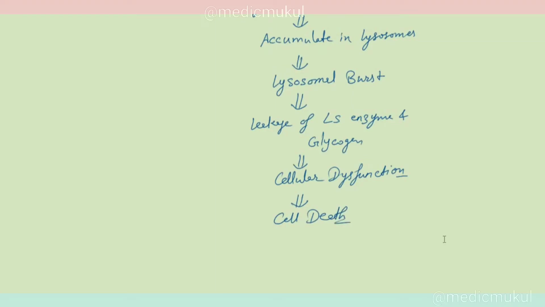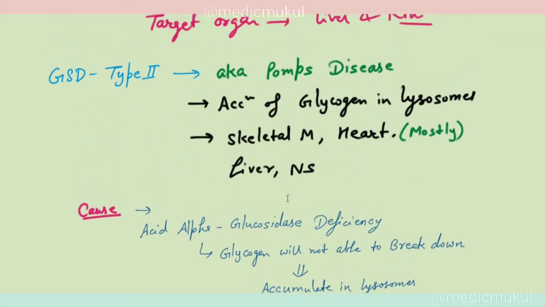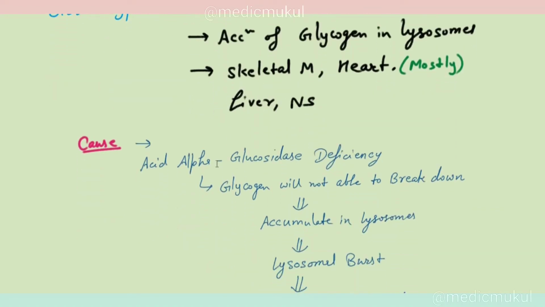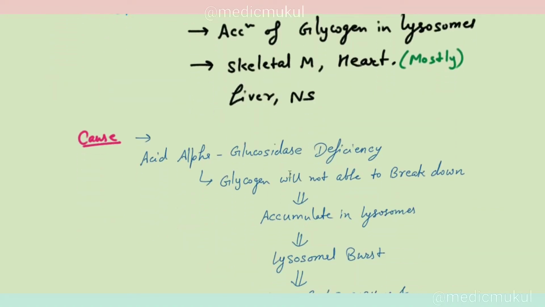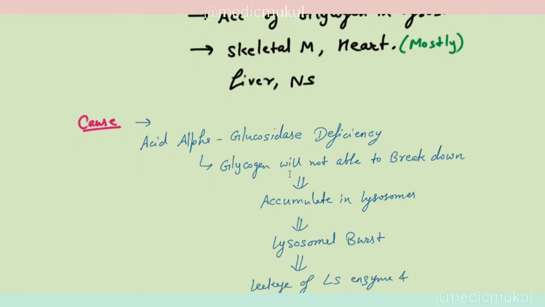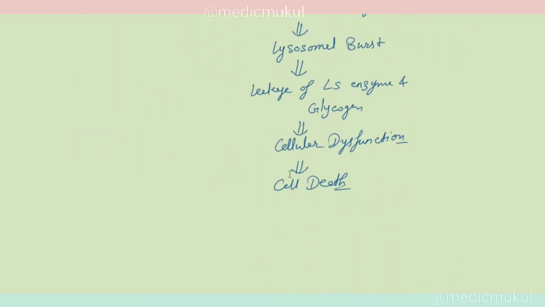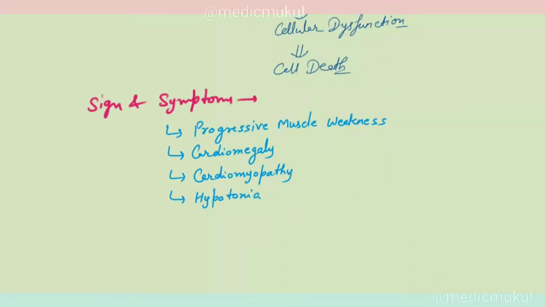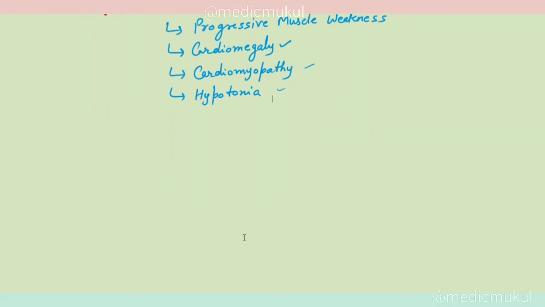So this is due to GSD type 2, in which there is which deficiency? Acid alpha glucosidase deficiency. What signs and symptoms will we see in GSD type 2? Progressive muscle weakness, because it affects our skeletal muscles. Then there will be cardiomegaly, cardiomyopathy, and hypotonia. That's not so important, but remember that.